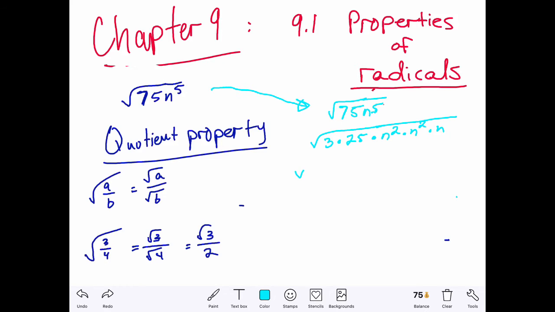Okay, so let's simplify further. I'm just going to put this in order here. 25 first, n squared times 3 times n.